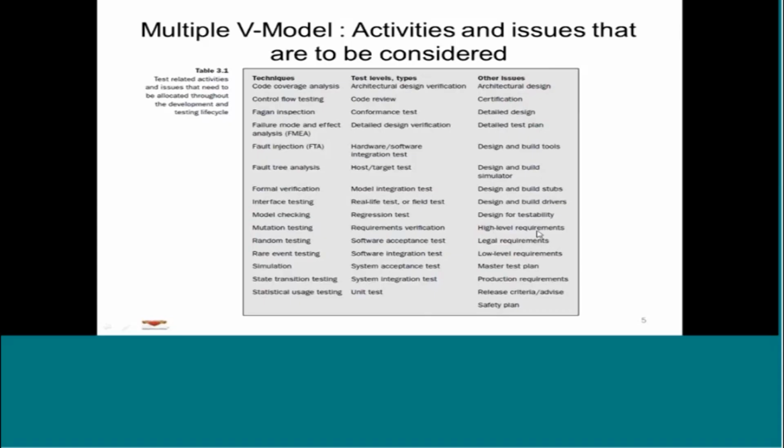And of course we have high level requirements, legal requirements, low level requirements, master test plan. We will touch base master test plan later. Production requirements, release criteria, advice, safety plan. So this is the third category. So this is a complete master list of three categories.